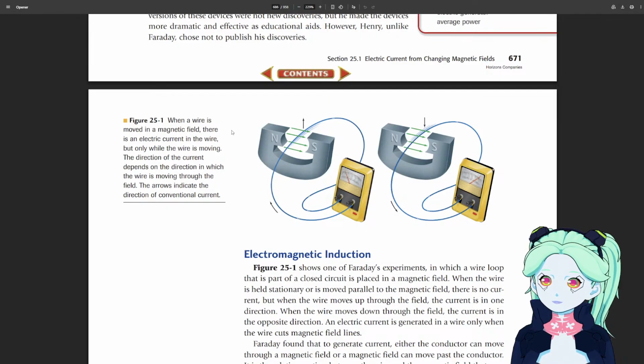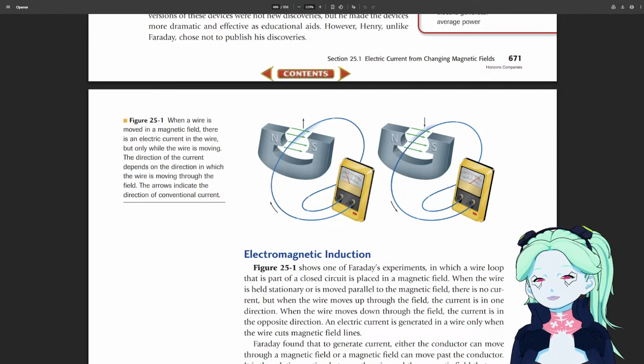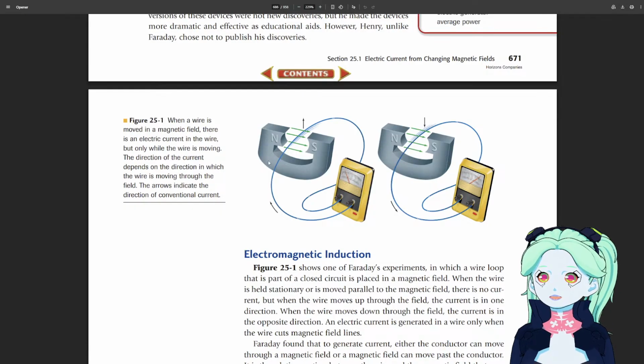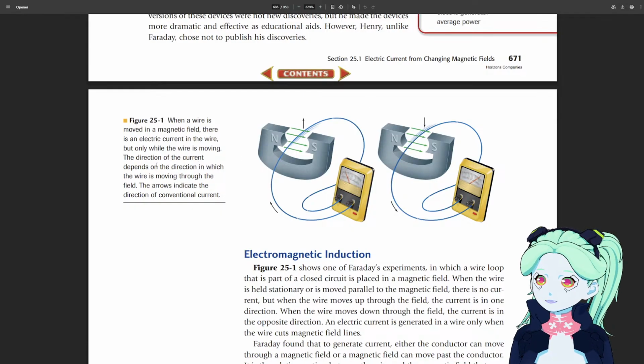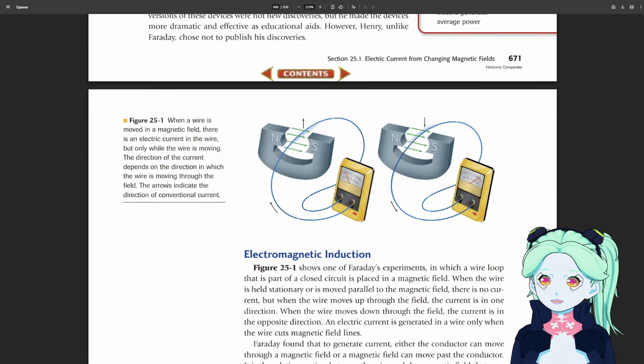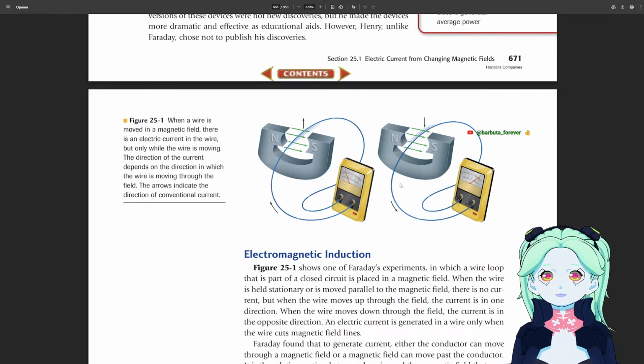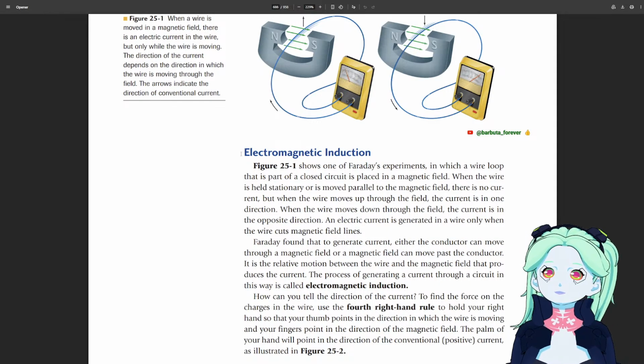While talking to you. So if you have a wire and you move it perpendicularly to a magnetic field, then the electrons start moving because they experience a force, and I guess that's why current starts. You induce a current by moving things. The direction of the current depends on the direction in which the wire is moving through the field. The arrows indicate the direction of conventional current. So moving it up, you have conventional current going this way. If you move it down, you have the opposite direction. Electromagnetic induction.